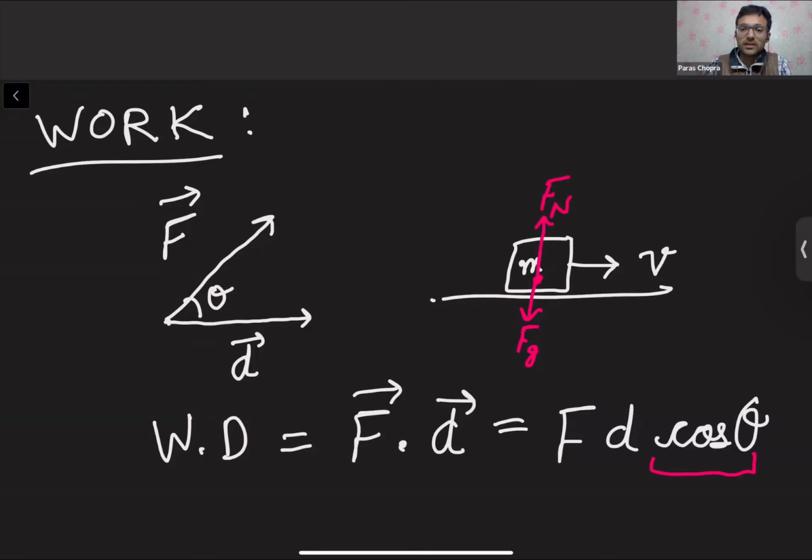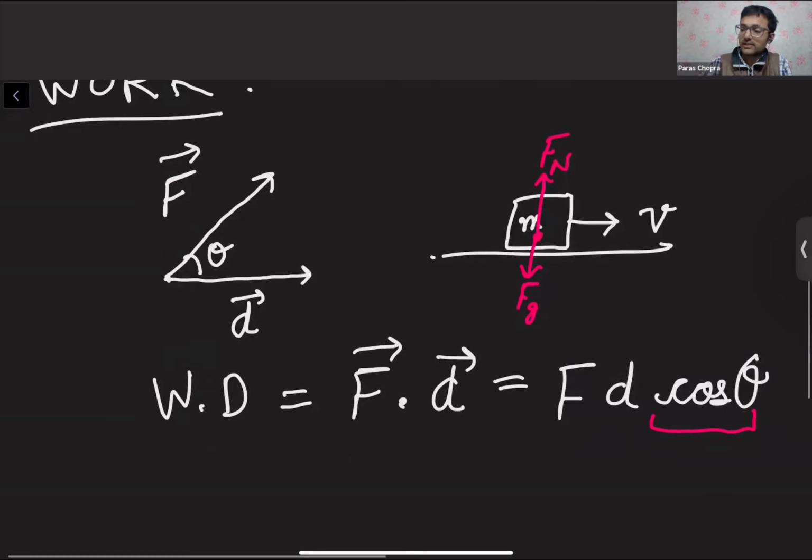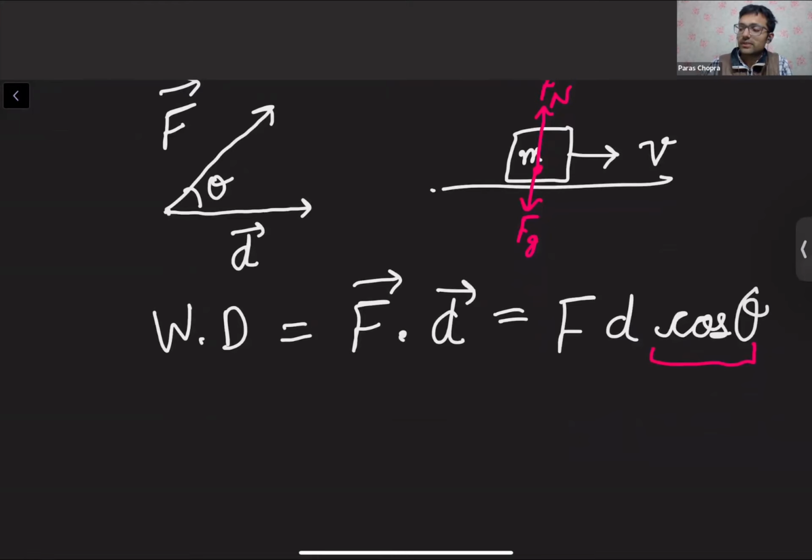Okay. So these things you need to know, that if the force is 0 or the displacement is 0 or the angle between the force and displacement is 90 degrees, in all the 3 cases work done is equal to 0. Then the next topic is energy. Energy is nothing but the capacity to do work.